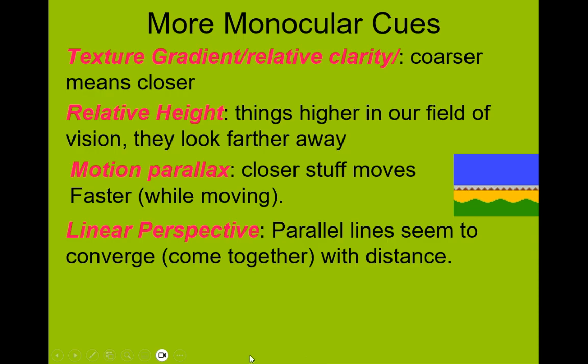All right, so because of the GIF, I want to explain motion parallax. When you're moving, closer stuff moves faster. Like the green here appears to be closer than the stuff in the distance. Again, there is no distance because it's a two-dimensional GIF. But if you're on a train, stuff that's closer to you will appear to move faster.